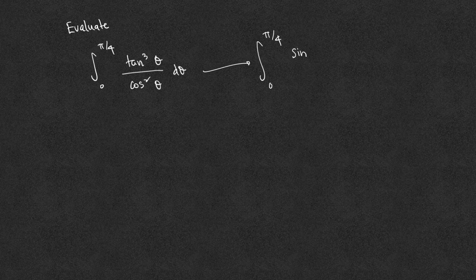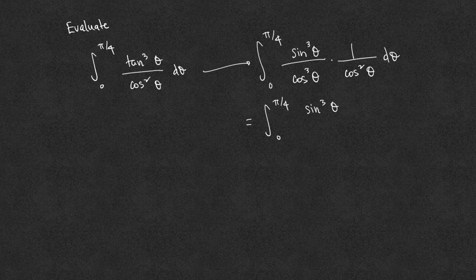So tangent cubed theta is now sine of theta cubed over cosine of theta cubed. And we still have cosine squared in the denominator and d theta. This is the integral from 0 to pi over 4 of sine cubed theta over cosine to the 5th power theta d theta. The goal is to use substitution to rewrite this in terms of either cosine or sine only.